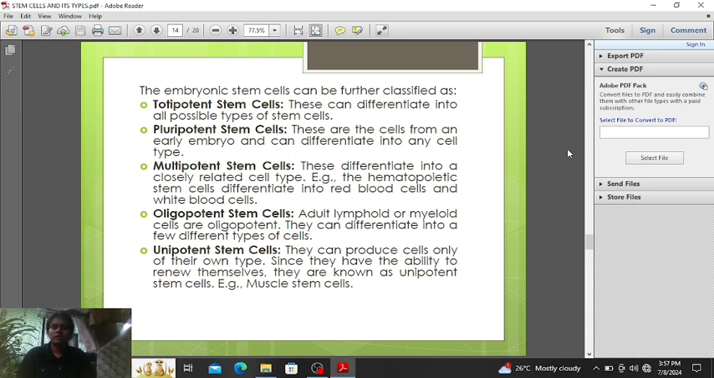And the oligopotent stem cells are the stem cells, such as the adult lymphoid or myeloid cells, which can differentiate into a few different types of cells.